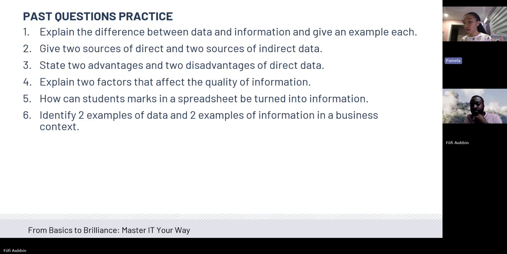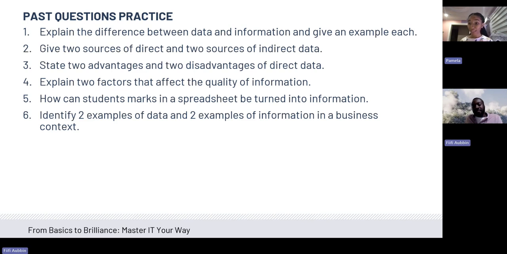But an advantage is that you have accurate data, and it's reliable because you're the one collecting it. It's very relevant because you've done it for a particular purpose. It's not like indirect data, where you look for the data but it's something similar to what you're looking for, but not the same thing. So the first advantages are accurate and relevant, and the disadvantages are time consuming and expensive. Good.